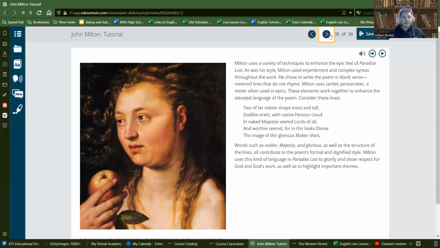All right, we are in the home stretch here. We are on slide 35, and we're almost done, only a couple more slides, maybe even just one. Okay, so on slide 35, we talk about the different techniques that are used to enhance the epic feel of Paradise Lost. So we talked about enjambment, which is when you cut a sentence off to continue it on another line of poetry specifically. And then we have complex syntax, right? So that's the sentence structure being difficult because of the Latin. We talked about that.